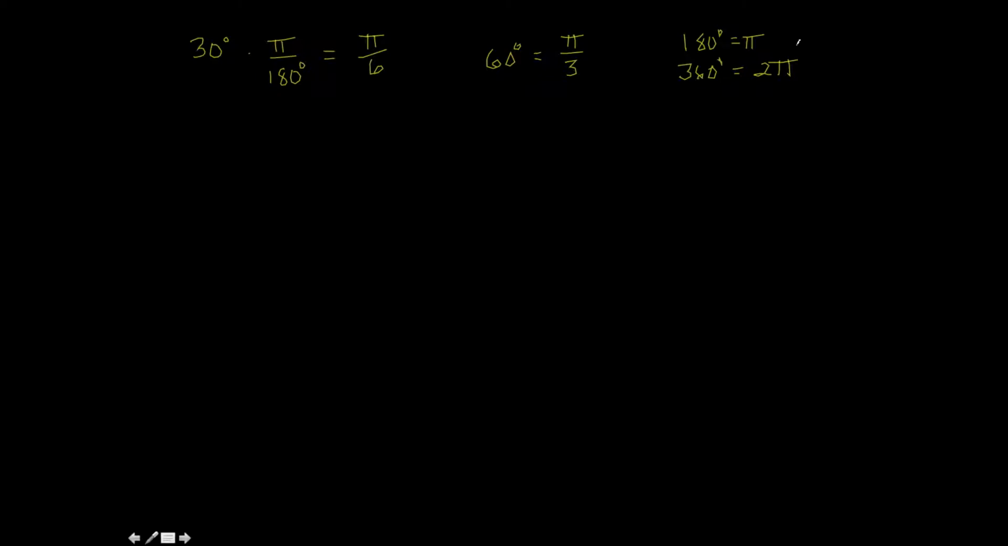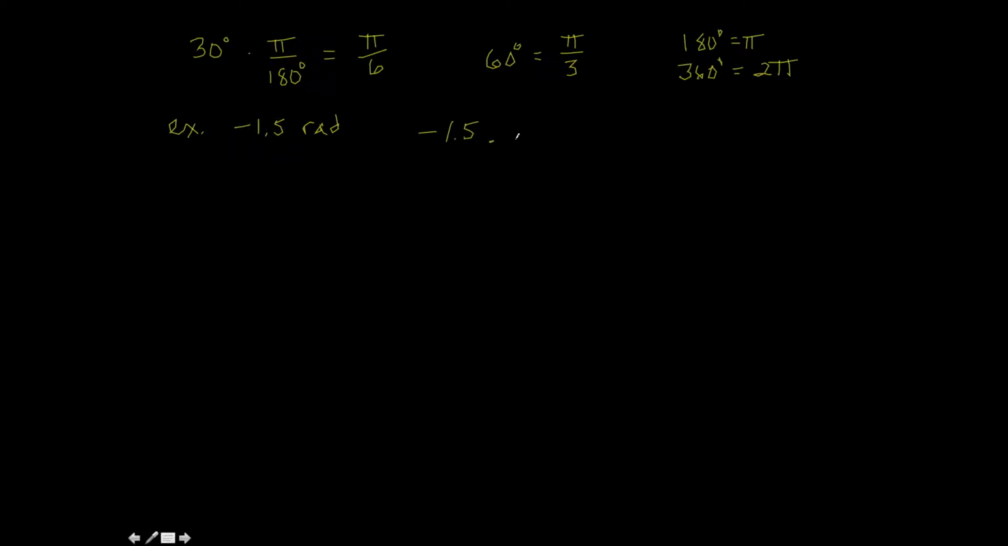Alright, so remember, pi over 180, or 180 over pi, depending on what we're converting from, radians to degrees or degrees to radians, will be our conversion factor. So, let's look at this example. For example, we have negative 1.5 radians, and we want to find the degrees. So we're going to take negative 1.5.